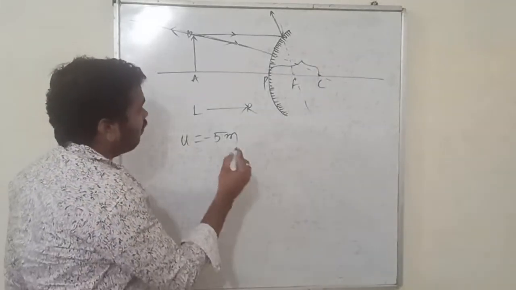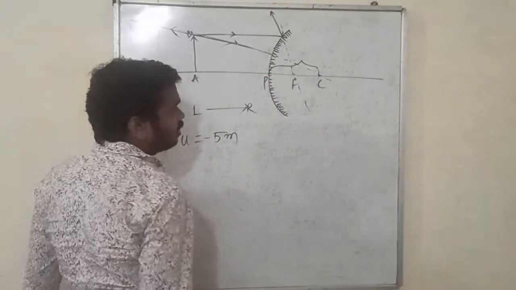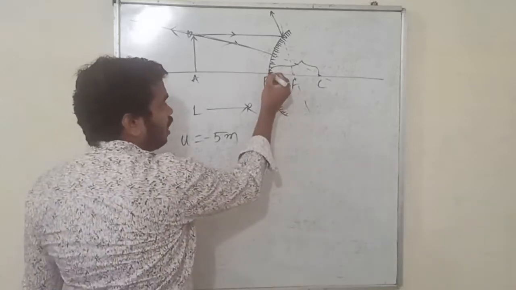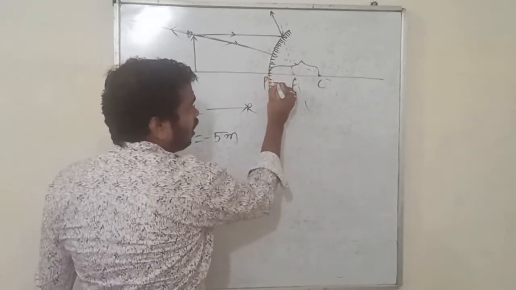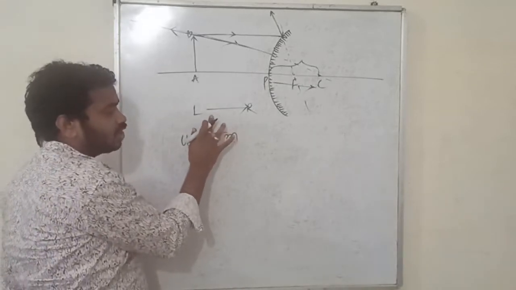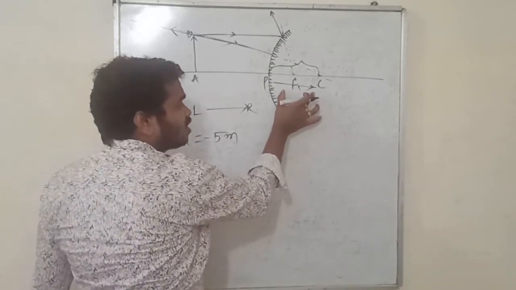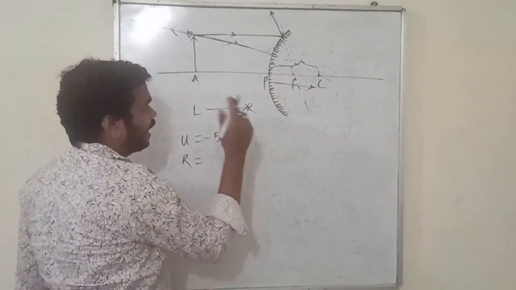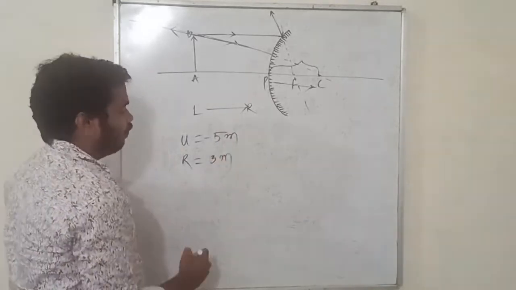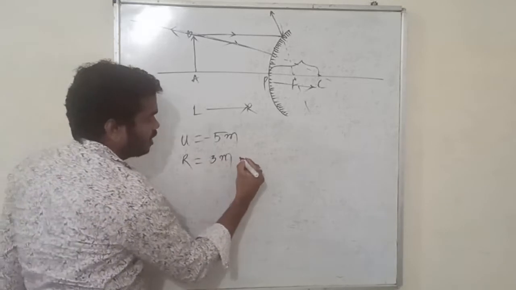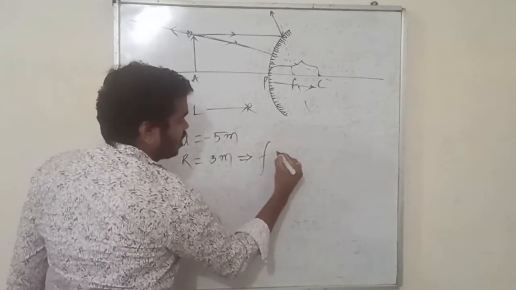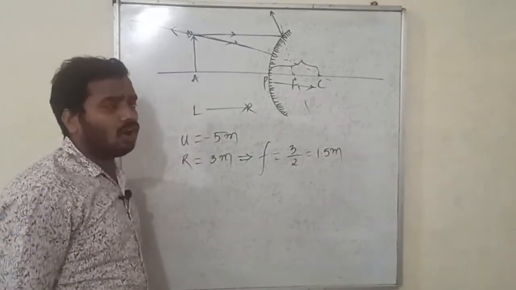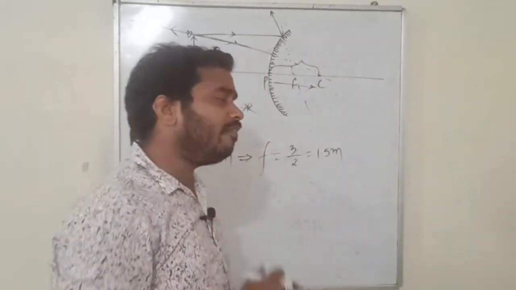Now you see, if you want to measure the distance from the pole to the center of curvature, that is the radius of curvature, you will be moving in this direction. That is the same as the direction of the incident ray. So the radius of curvature, when you are calculating its length, would obviously be taken as positive, that is 3 meters. It is given in the question, I didn't write it from anywhere else. If R is 3 meters, obviously the focal length would be 3 by 2, that is 1.5 meters. As I already told you, focal length would be half of the radius of curvature.